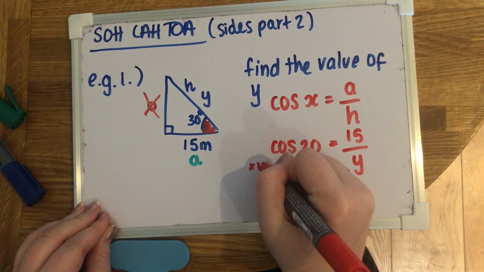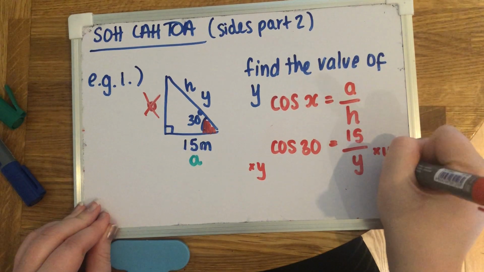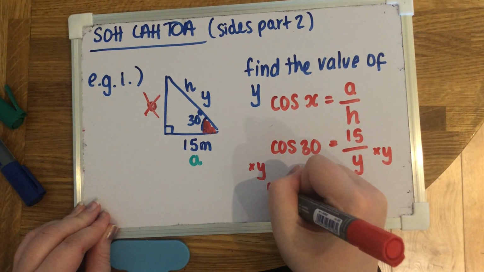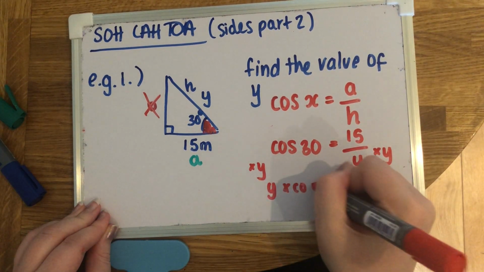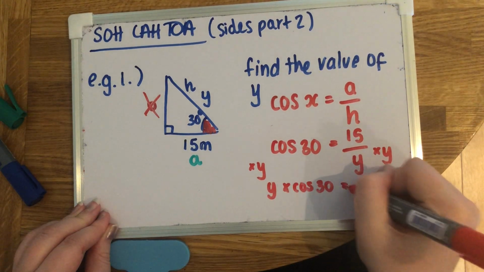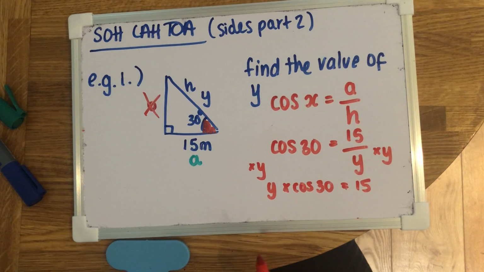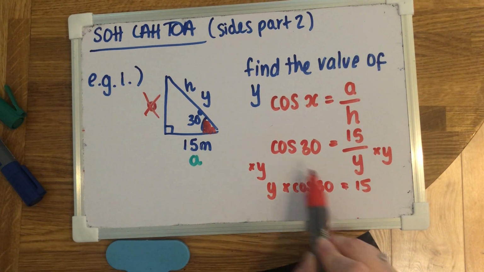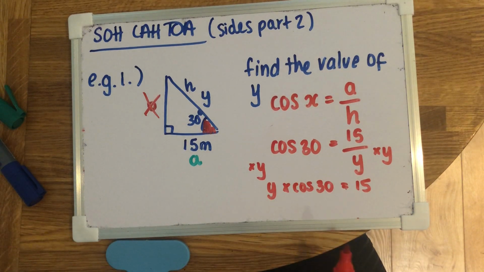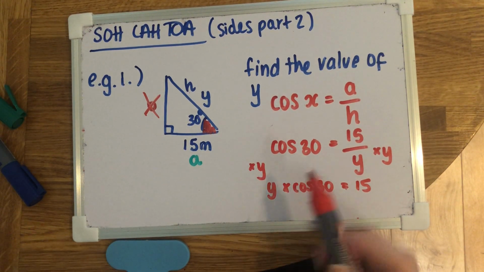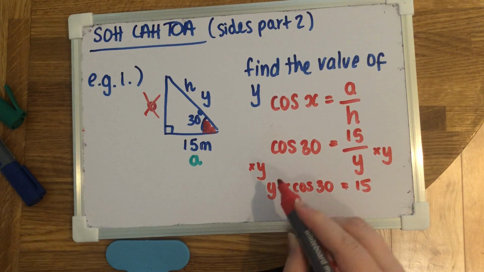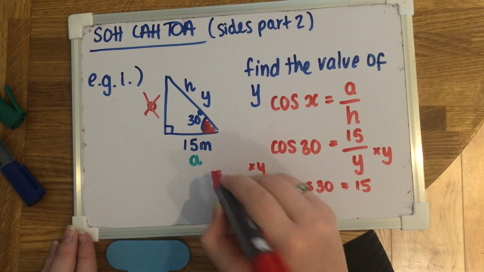Okay, so I'm going to times by y because I don't want there to be a fraction anymore. So y times cos of 30 is equal to 15. Now we can't actually work this out because we don't know what y is. That's the whole point. We're trying to work out what y is. So we've got to leave it like that, but we have now got rid of the fraction, which is a really good start. Now the problem is we want y to be on its own. I'm actually going to do it over here.